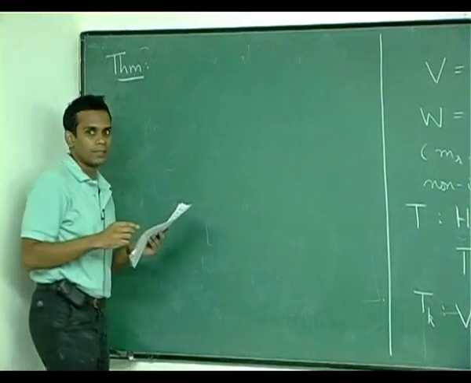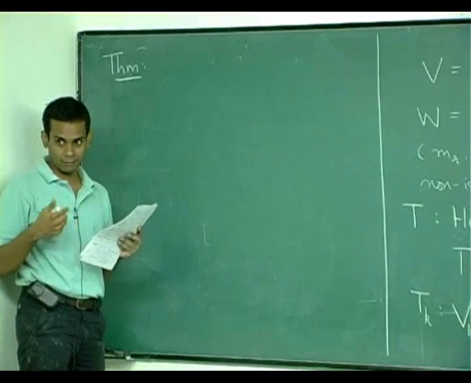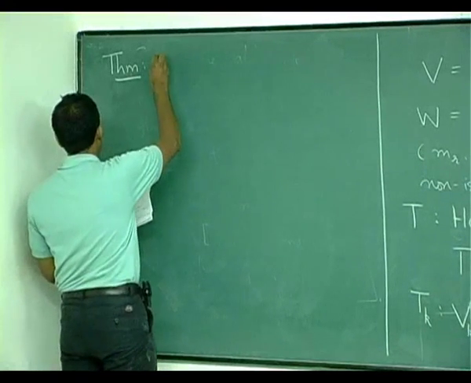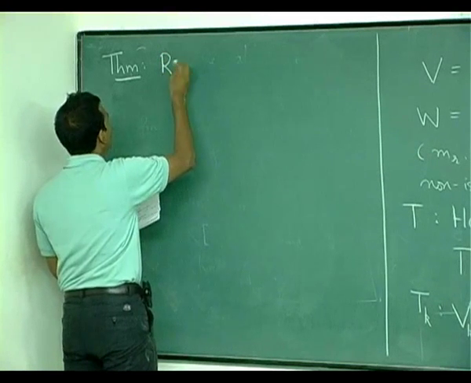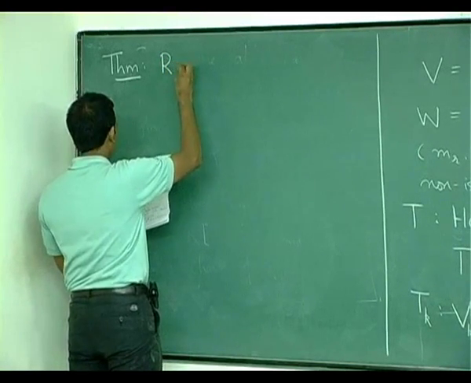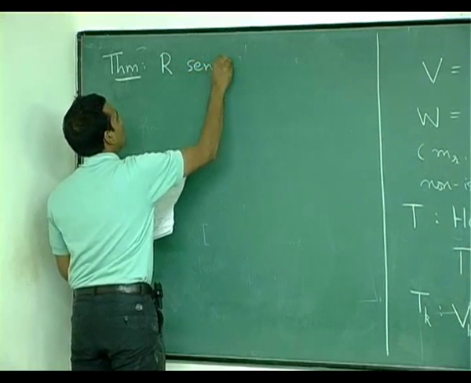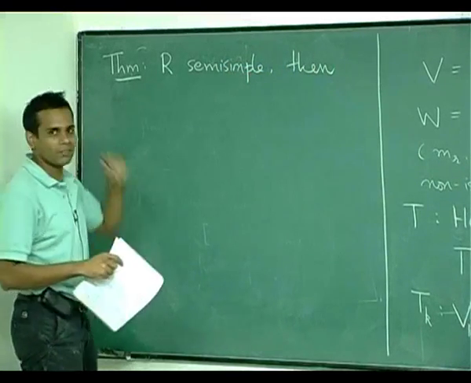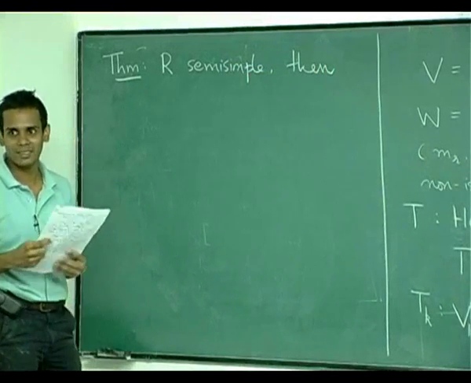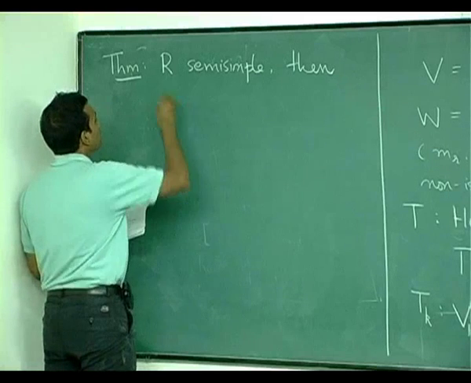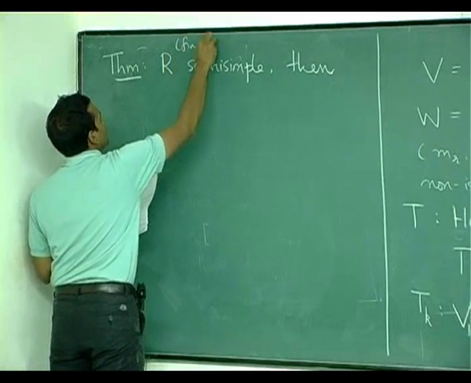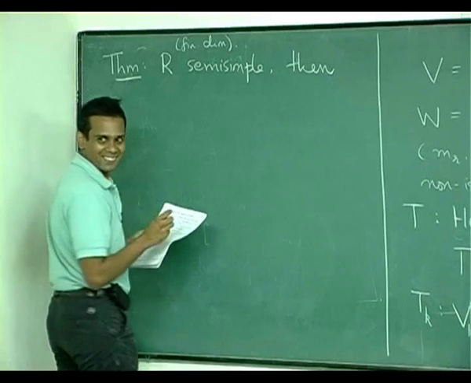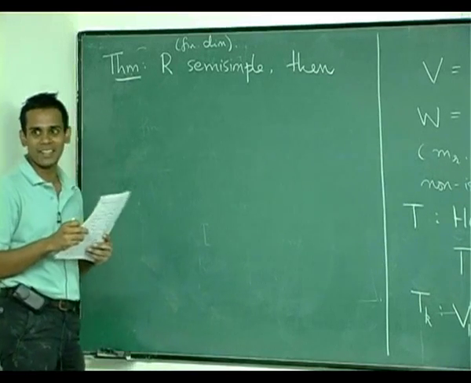So let's take R to be a finite dimensional algebra over the field K, which is, well, in this case you don't need anything else. So if R is finite dimensional semi-simple, actually I'm not even sure you need finite dimensionality. But the way I've defined semi-simplicity, I assume finite dimensionality. So let's just assume finite dimensional. Okay. So R is a finite dimensional semi-simple K algebra.